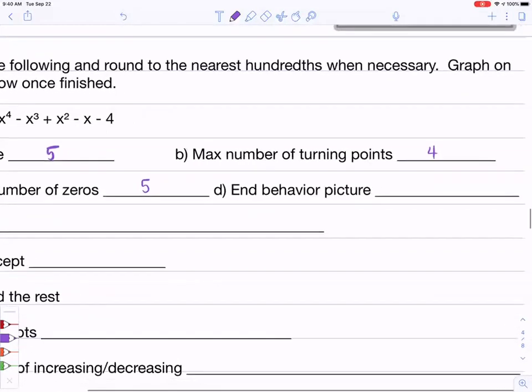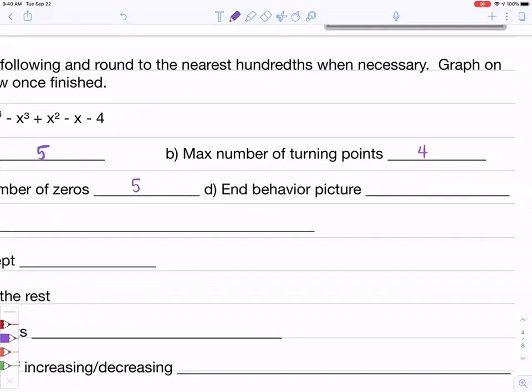Okay, part D, end behavior. So I'm being asked to draw a little end behavior picture. Now you remember, I had 4 choices, okay? So look up here. Choice number 1, both sides were up. Choice number 2, both sides were down. Choice number 3, one up, one down, overall downhill. Choice number 4, one up, one down, overall uphill. Okay, so what am I looking at? There's 2 things I have to look at to answer this question.